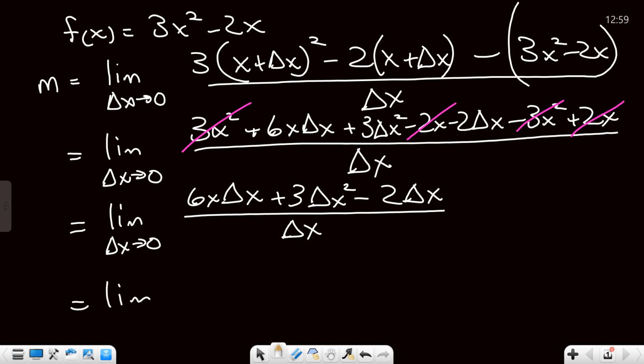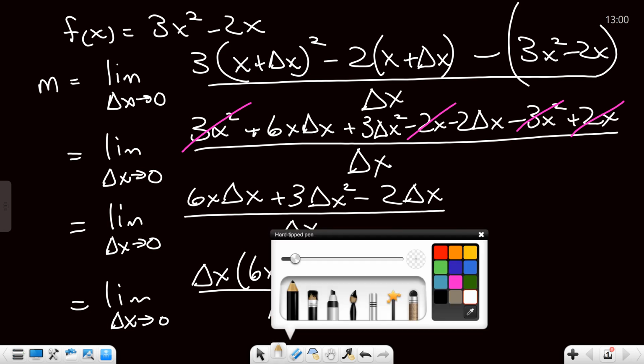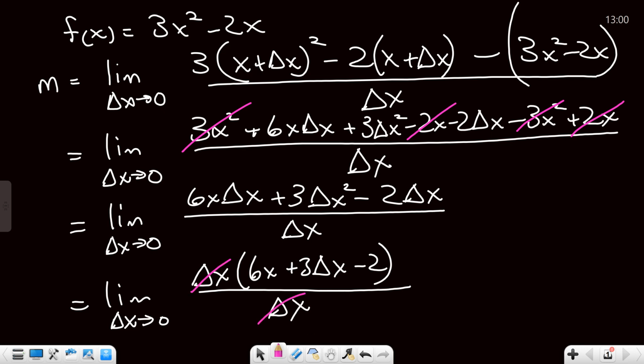The limit as delta x approaches 0. Helpful hint for the test on Thursday: notice I'm writing the limit every time. Whoosh, whoosh. Almost there. What's the limit as delta x approaches 0 of 6x plus 3 delta x minus 2?